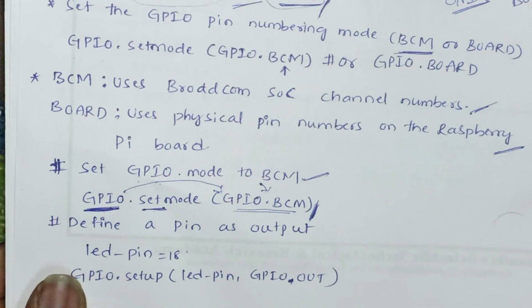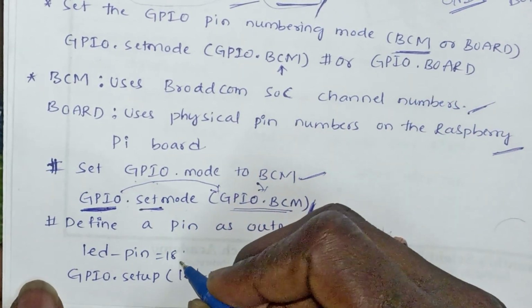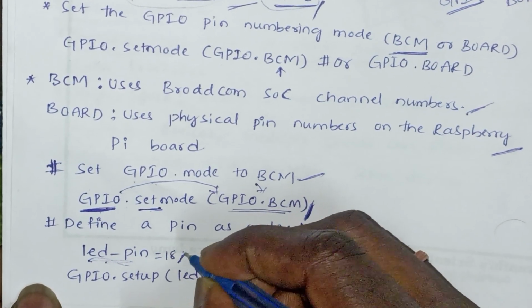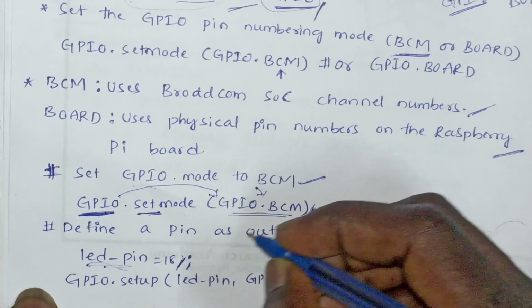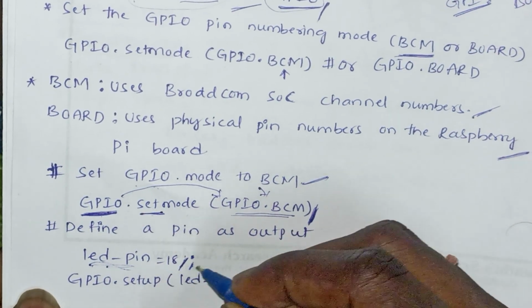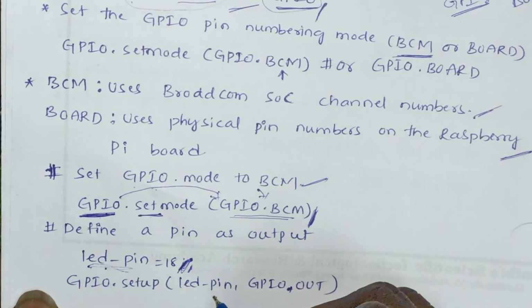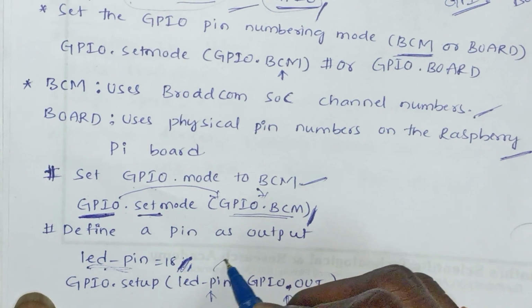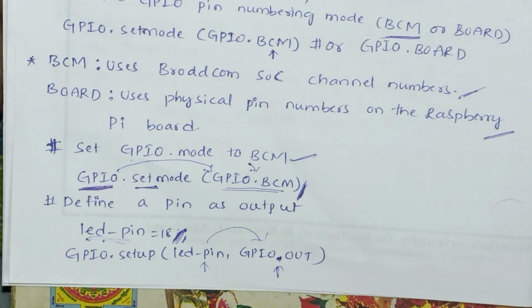Next, define a pin as output. I told you, right, some pin. So for example here, LED pin. Here LED pin is 18 we are taking. This is just an example of the basics of GPIO and how we can install and go through the process. LED pin equals 18 we are taking. Next, GPIO.setup(LED_pin, GPIO.OUT). We are setting up that LED pin as GPIO.OUT. Okay, GPIO setup is completed.